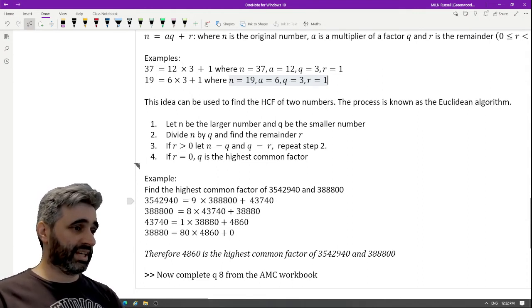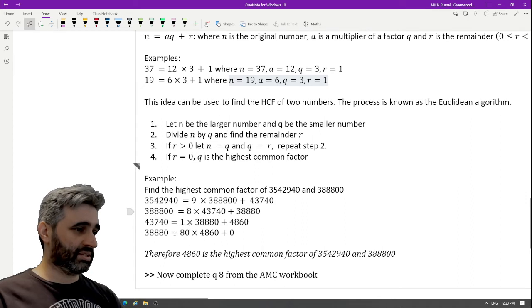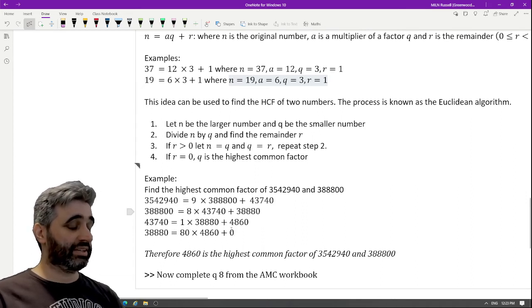Then we do the same thing again, except now we're going to let n be that number. So stick that out the front, make that the new factor, and then we find out that this number goes into that number 8 times with the remainder of this. Put that out the front, make that the new factor. This goes into this once with a remainder of 4860. Bring that out the front, make that the new factor. That goes into this number 80 times with no remainder, telling us that the highest common factor is 4,860.